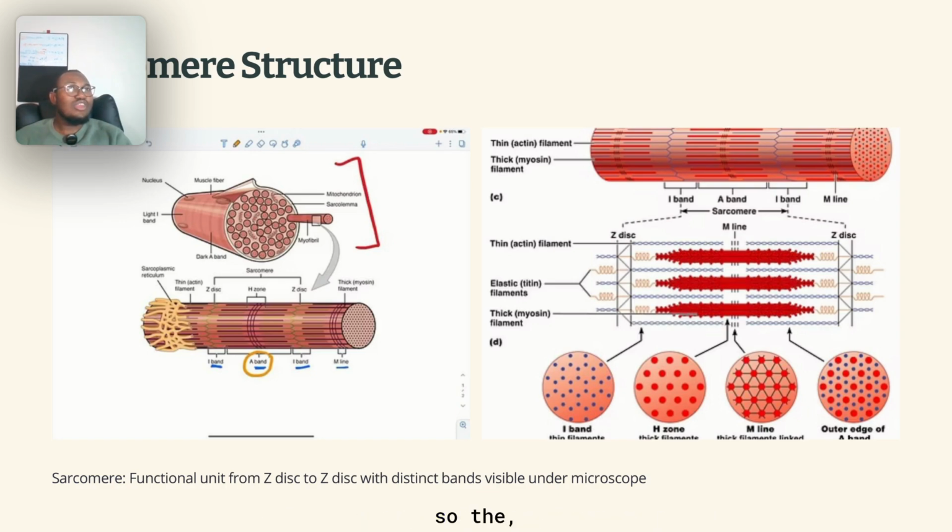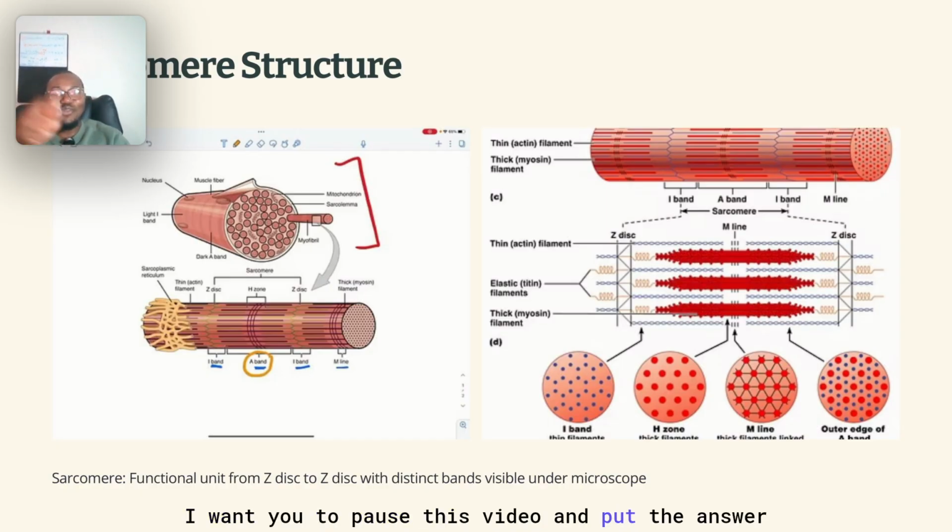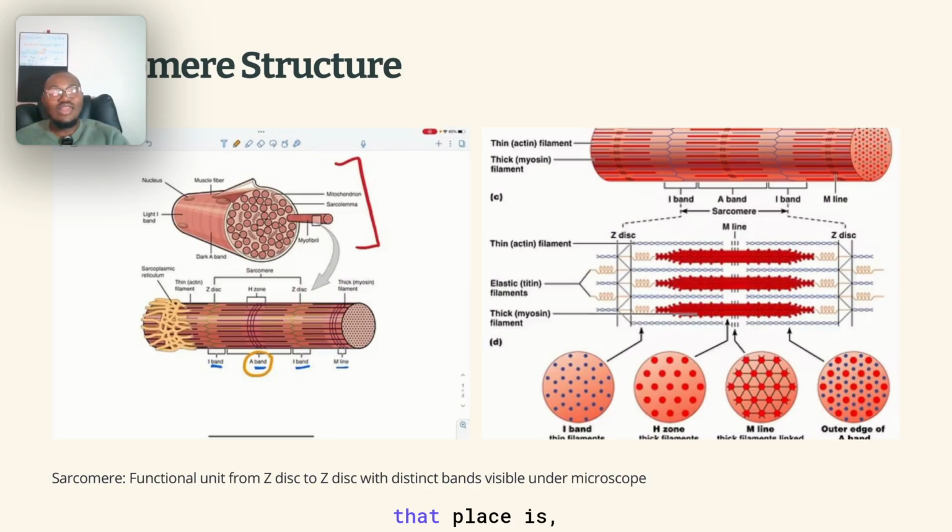But you see, the actin is from here to here. Another actin from this Z disc is from here to here. So this space where there is no actin is known as what? I want you to pause this video and put the answer. I will be asking the question and you tell me. So actually, that place is the line in between.